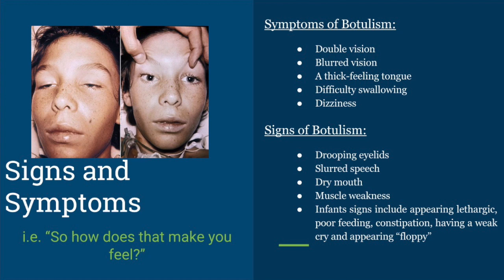The symptoms of botulism are double vision, blurred vision, a thick feeling tongue, difficulty swallowing, and dizziness. The signs of botulism include drooping eyelids, slurred speech, dry mouth, muscle weakness, and infant signs include appearing lethargic, poor feeding, constipation, having a weak cry, and appearing floppy. The usual time for the onset of symptoms is 12 to 72 hours, and that is dependent on the size of the dose of the toxin.